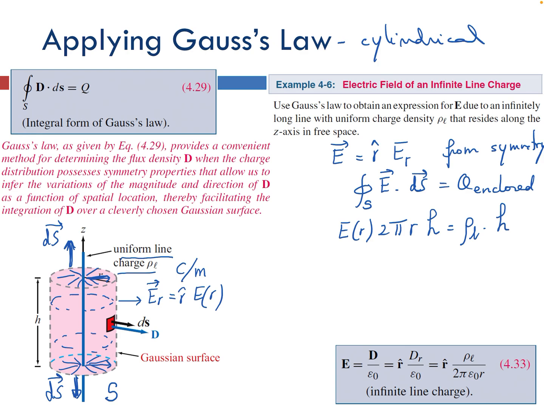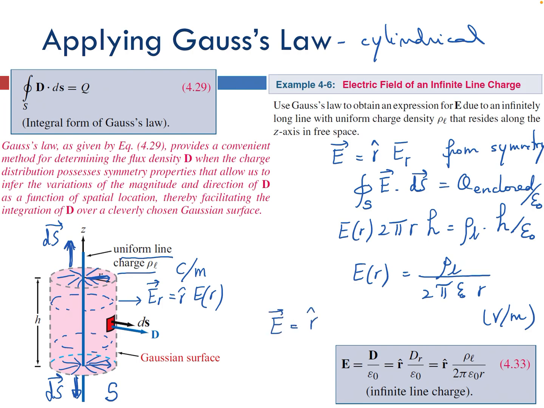We have coulombs, and I forgot here the epsilon naught. From here we can get the magnitude of the field as rho L over 2 pi epsilon 0 r, and this is given in volts per meter. And if we want to write the full electric field, magnitude and direction, we would bring back our unit vector, cylindrical r, and write it like this.